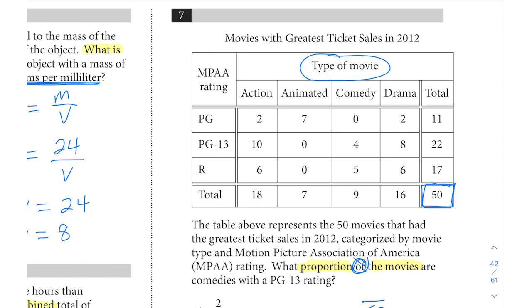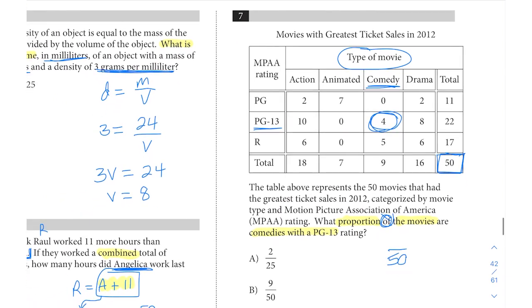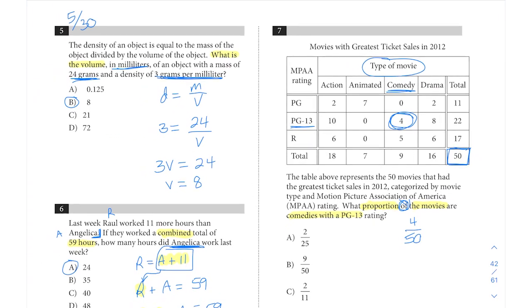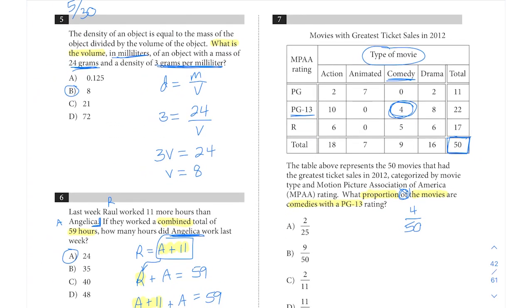And let's see the specific type that they want data for this proportion. They want comedies with a PG-13 rating. So let's take a look at our chart and see if we can find where that would be. So comedy, PG-13, that would be a total of 4. So 4 out of those 50 movies are comedies with a PG-13 rating.